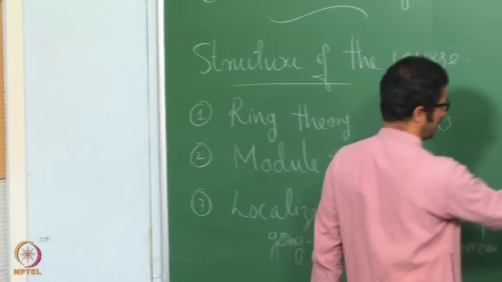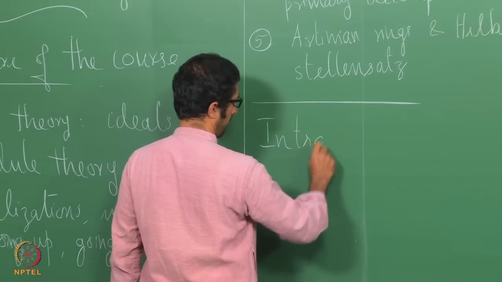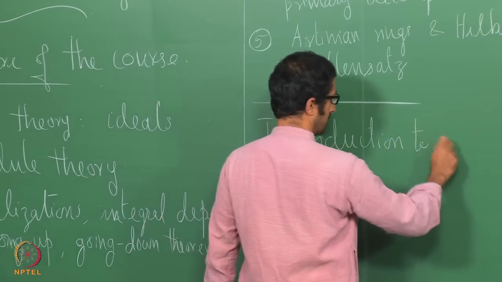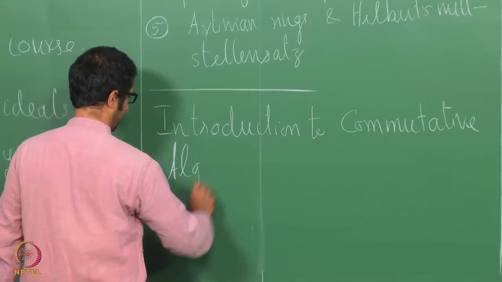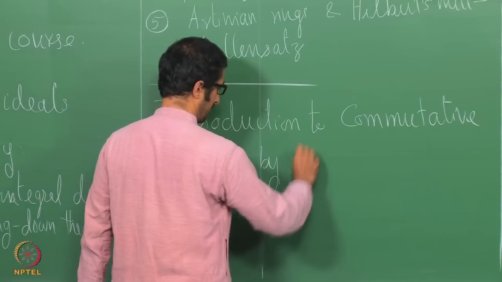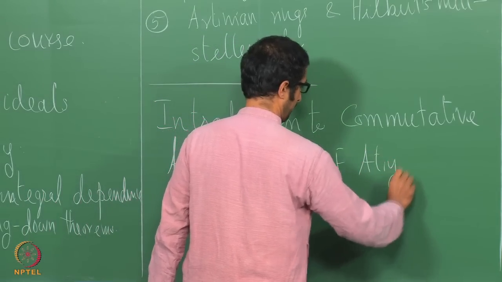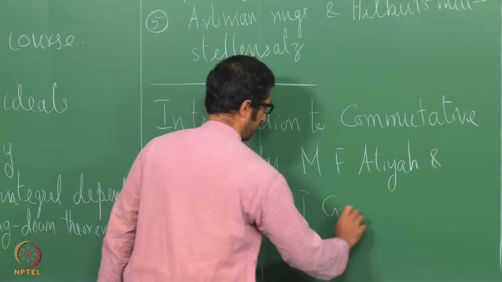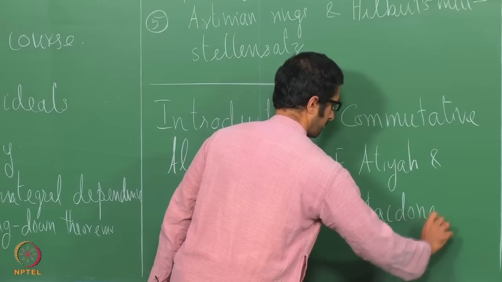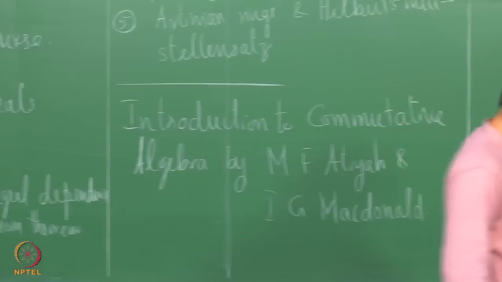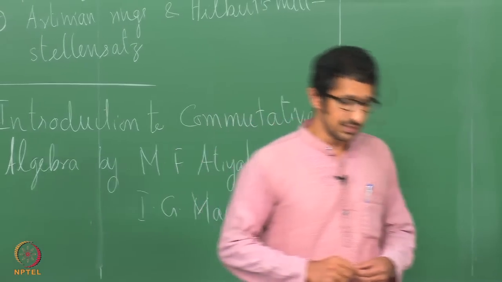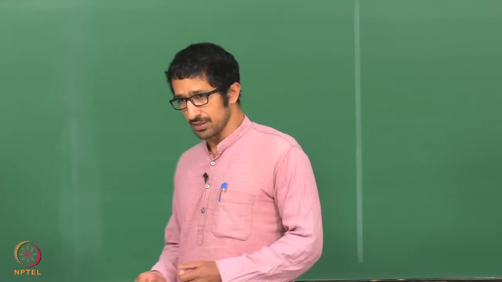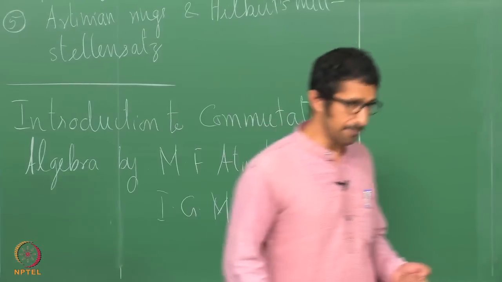I will be following the book Introduction to Commutative Algebra by Michael Atiyah and I.G. MacDonald. So, approximately 8 chapters of this book, along with some portions probably from outside, but I will mention that when we go along. Okay. So, let us begin.